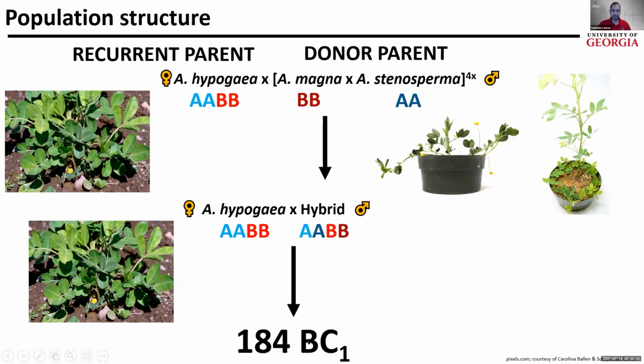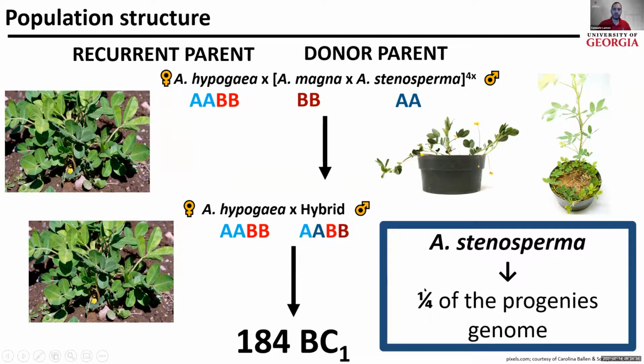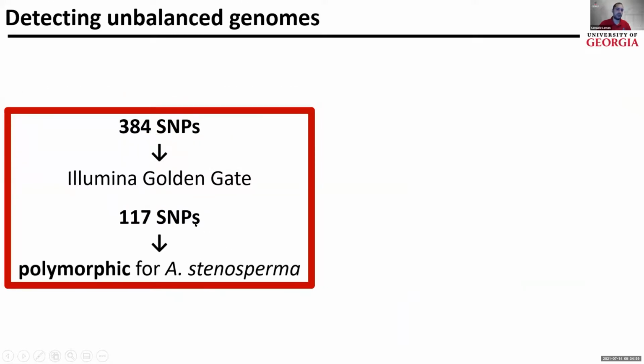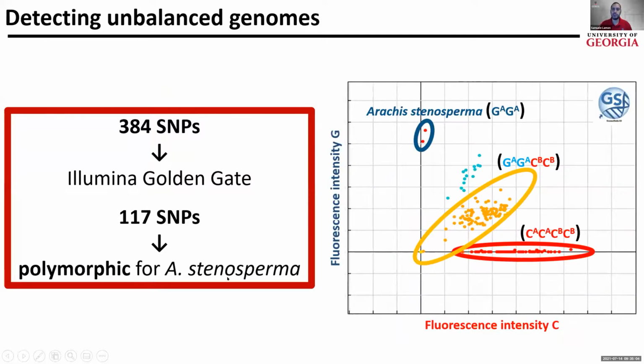If we look at these BC1 progenies, we will notice that their genomic composition is made up of 1/4 of Arachis stenosperma. This is really important because if we use one-to-one segregating markers, we are able to identify the unbalanced genomic composition. We genotyped this population with 384 SNP markers, and then selected them for polymorphism for Arachis stenosperma. So if we look at one specific marker with our genotyping software, we will notice the unbalanced genomic composition.